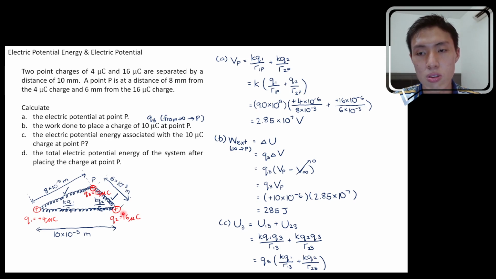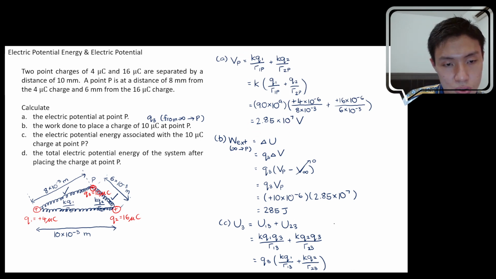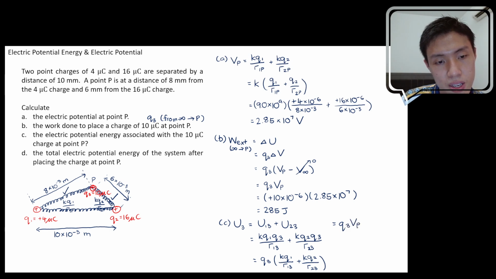So R23 and R2P are the same thing. What I'm trying to say here is this value that you're trying to calculate is the same as the VP that you are seeing here. So essentially, it equals Q3 multiplied by VP.